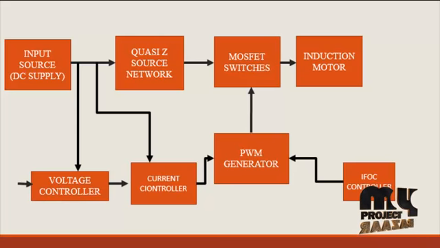The indirect field oriented controller, IFOC, takes some values from the output side and processes them in its inner blocks, then feeds them into the PWM generator. Finally the PWM generator generates the pulses for the 6 switches connected in the inverter section. The switches deliver the triggering signal, and the output is an AC supply. That AC supply is fed into the induction motor. Here the induction motor rating is 15 kilowatts.